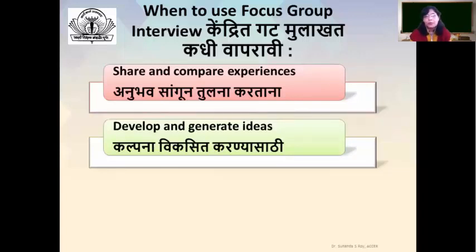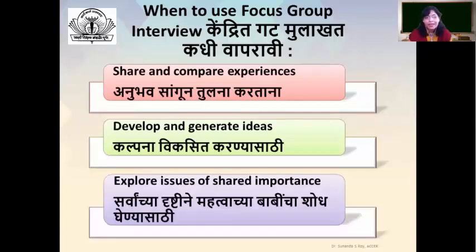So maybe when you are in the process of preparing a program or preparing a product, you could have a focus group interview of the experts. The experts give you inputs regarding how to develop the product, give you ideas. So for idea generation, focus group interview can be used.